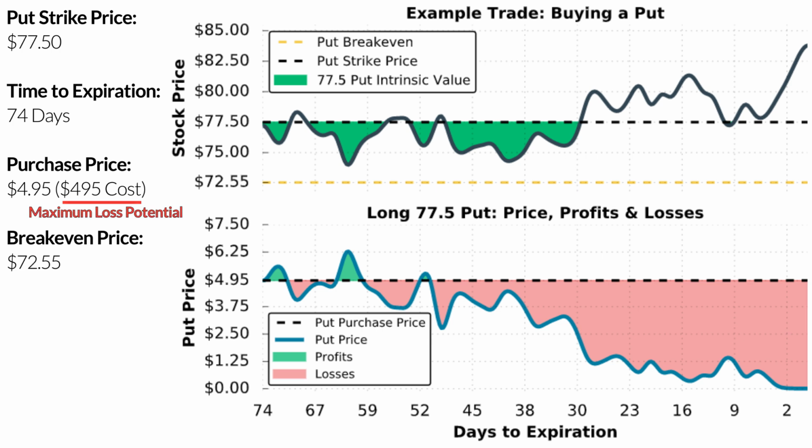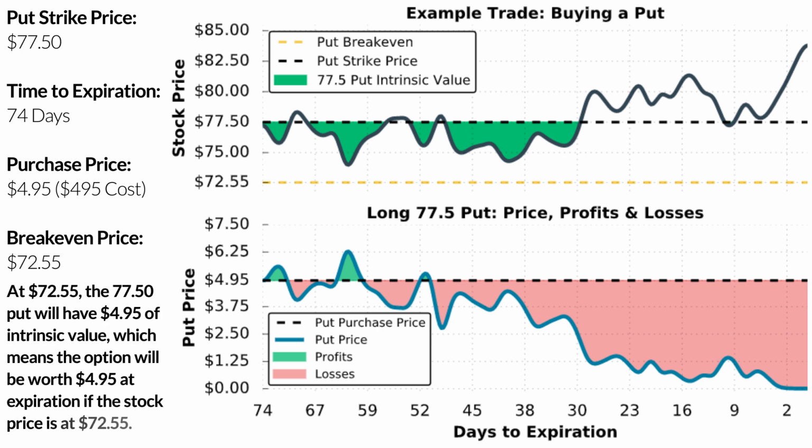The break-even price of this position is $72.55, which is the strike price of $77.50 less the $4.95 cost of purchasing that option. The break-even price is $72.55 because if the stock price is exactly at $72.55 when this put option expires, the $77.50 put will be worth $4.95 because the put option will have $4.95 of intrinsic value at expiration, and as I mentioned earlier, an option will only have intrinsic value when it expires.